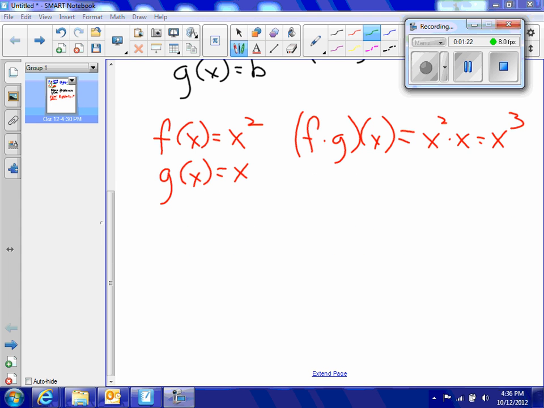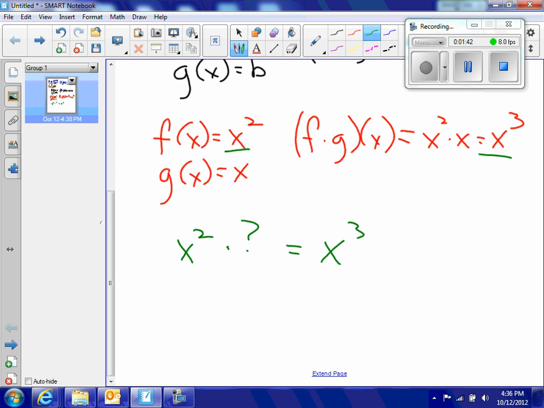So if I was given f of x as x squared, and I was told that f times g of x is equal to x cubed, what I'm trying to find here is g of x. Well, how would I do that?